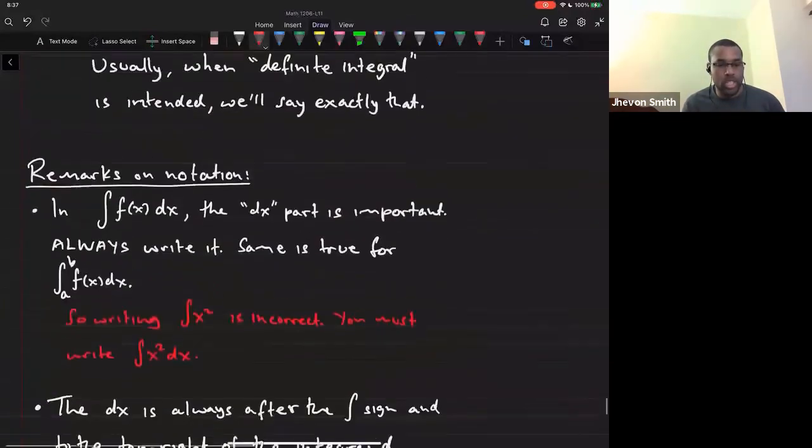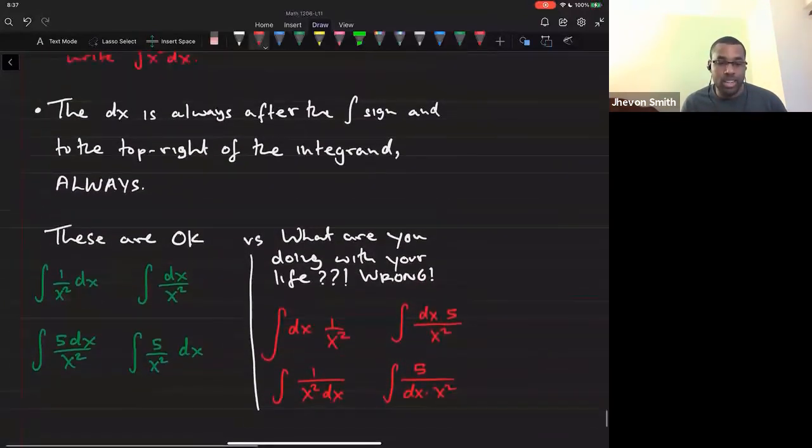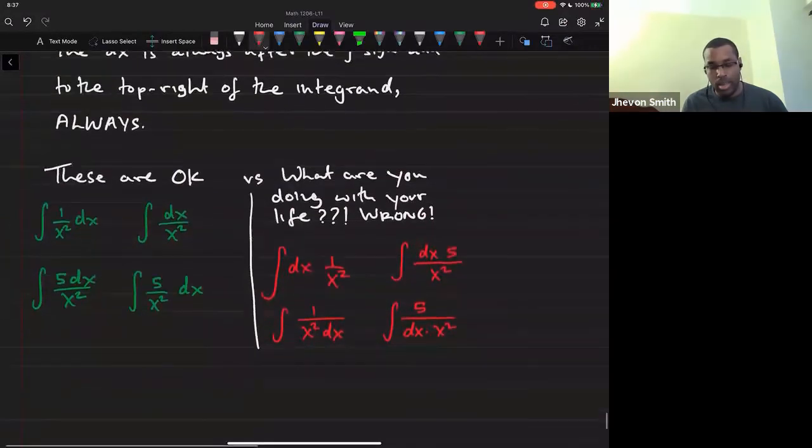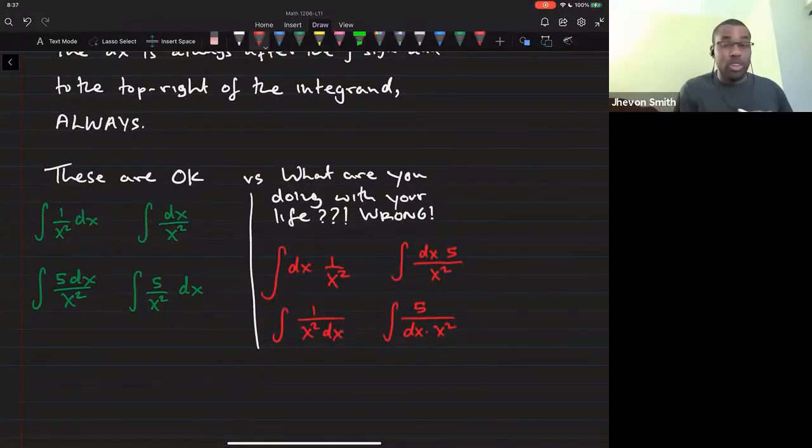That's something with notation. Write the dx, write it in the correct position all the time. You stand to get yourself in a whole lot more trouble if you're not doing that in future math classes. And in this math class, if you misuse the notation, I am going to deduct points for it. So yeah, just write down the correct notation.